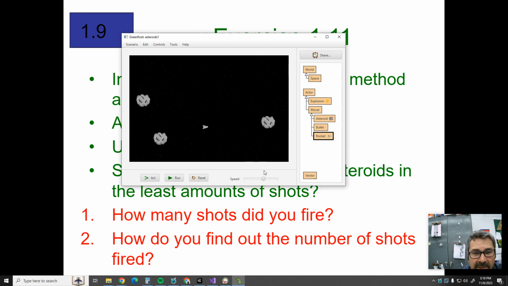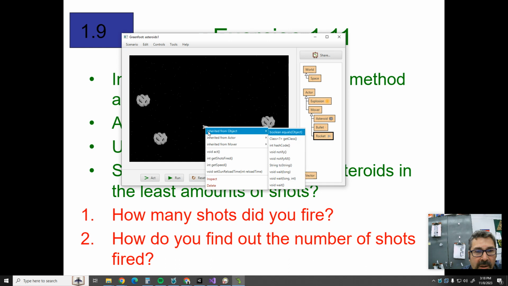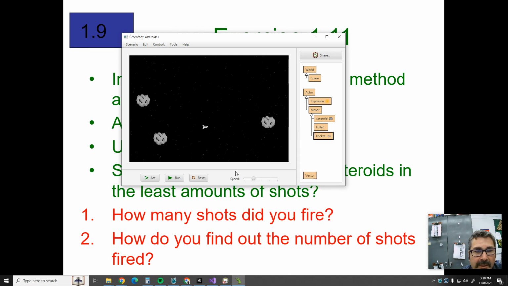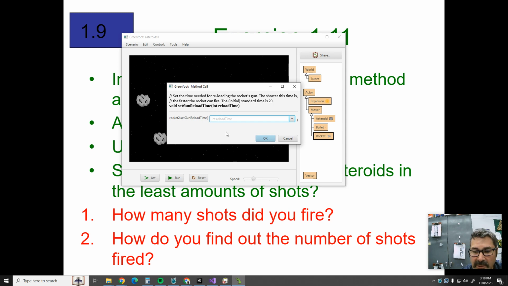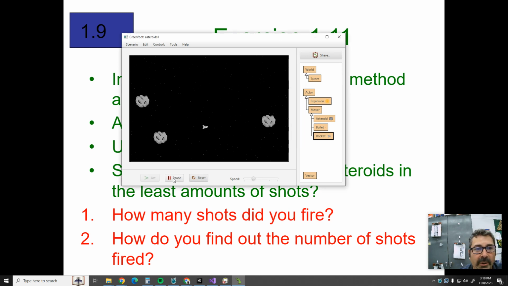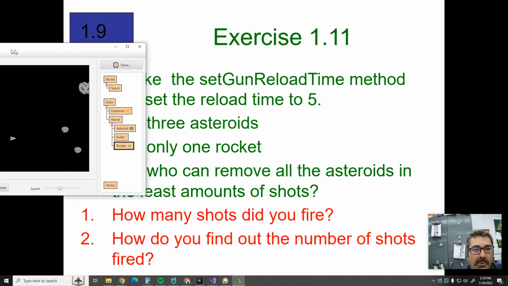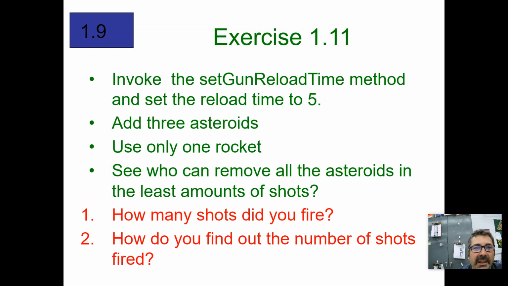What you can do is add in a new rocket. You can right click on the rocket and invoke setGunReloadTime, and set it to 5. Hit go, and now when you hit run, whoo, that's loud. It shoots faster, but the asteroids don't move faster. So invoke the setGunReloadTime method and set the gun reload to 5.